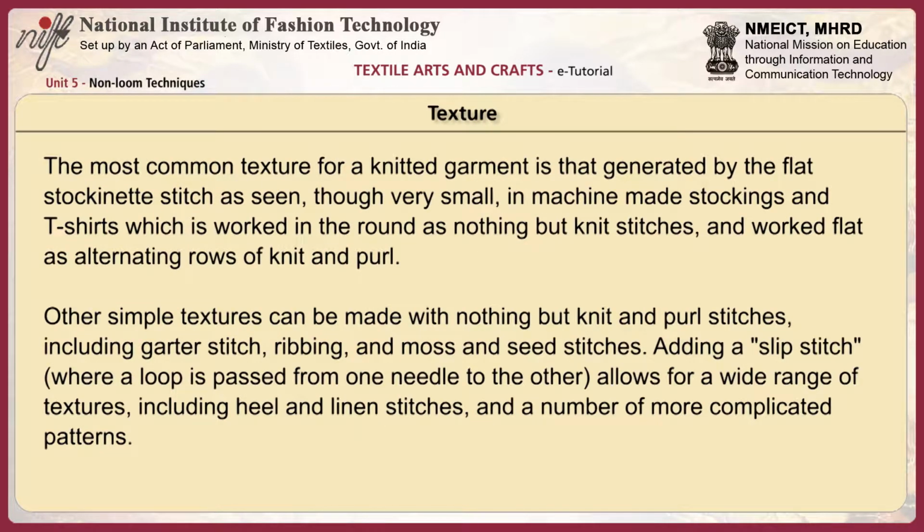The most common texture for a knitted garment is that generated by the flat stockinette stitch, as seen, though very small, in machine-made stockings and t-shirts, which is worked in the round as nothing but knit stitches and worked flat as alternating rows of knit and purl. Other simple textures can be made with nothing but knit and purl stitches, including garter stitch, ribbing, and moss and seed stitches. Adding a slip stitch, where a loop is passed from one needle to the other, allows for a wide range of textures including heel and linen stitches and a number of more complicated patterns.